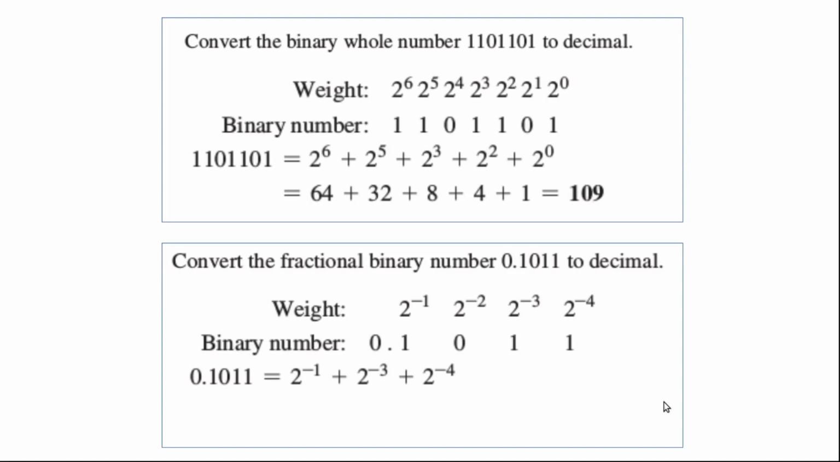And hence I can write 0.5 plus 0.125 plus 0.0625, which gives us the decimal number 0.6875. So binary 0.1011 is equal to decimal 0.6875.